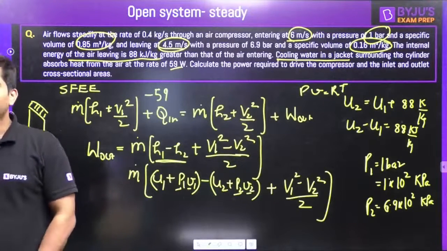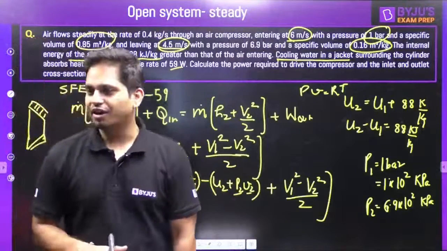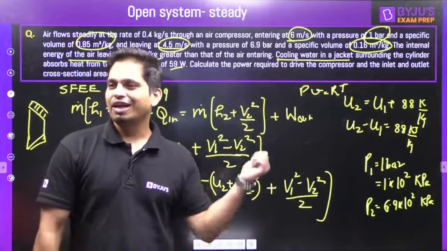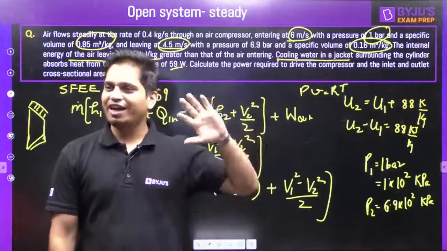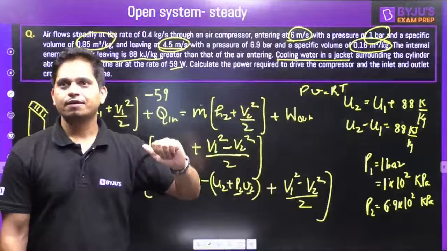The way is correct. There is no doubt that you tried an unconventional way, because internal energy was given. So the idea was to use internal energy, okay?